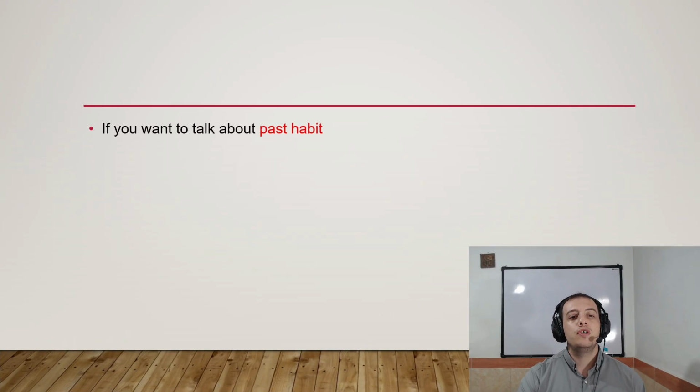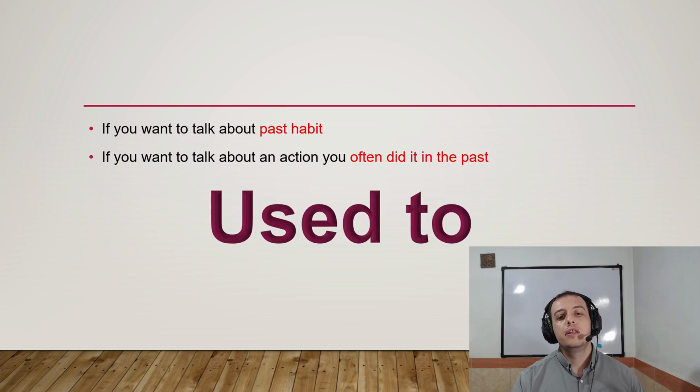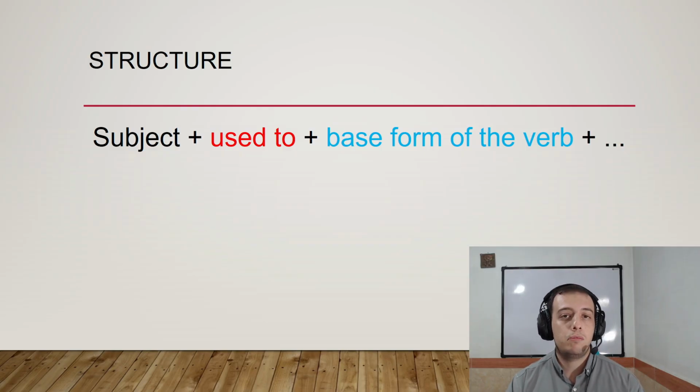Actually, if you want to talk about a past habit, something you did often in the past, but now you don't do it anymore, we use the grammar "used to." All right, so let's see the structure. The structure is this: subject plus used to plus base form of the verb.